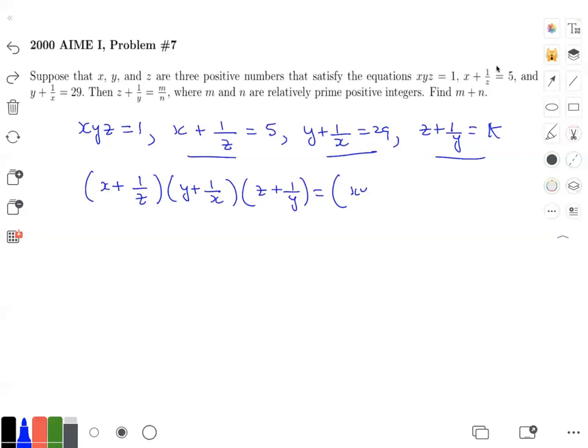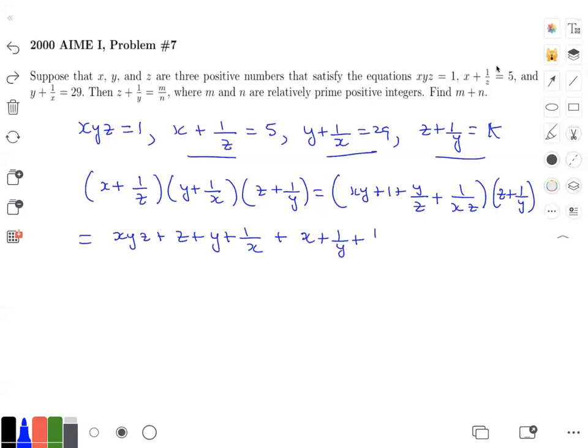That's xy plus 1 plus y over z plus 1 over xz, and then times z plus 1 over y. Continuing, we can distribute the z over. That gives us xyz plus z plus y plus 1 over x. And then the 1 over y distributed gives us x plus 1 over y plus 1 over z plus 1 over xyz.